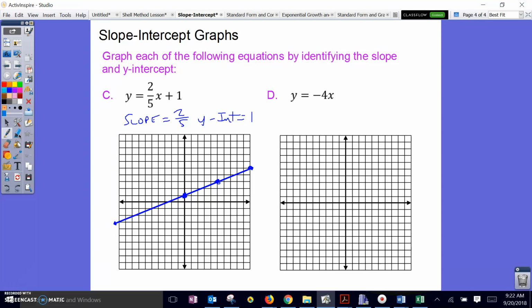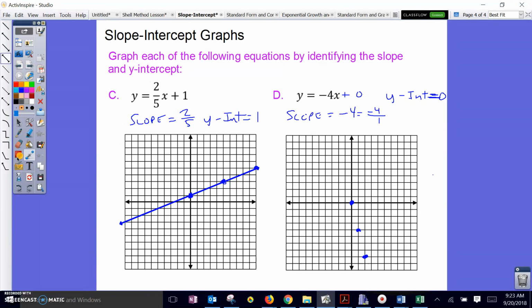The last one here, y equals negative 4x. Slope is negative 4. And the y-intercept is 0. Since nothing's being added on the end, it's like we've got a plus 0 there. The slope of negative 4 means negative 4 over 1. So first I plot the y-intercept. I'm going to go to 0 on the y-axis and plot a point. And then since the slope is negative 4 over 1, I'm going to go down 4 units and over 1 to the right and plot a point. And down 4 units and over 1 to the right and plot a point. And then I'm going to break out my handy-dandy ruler again and draw the line through these points. And there's our graph.